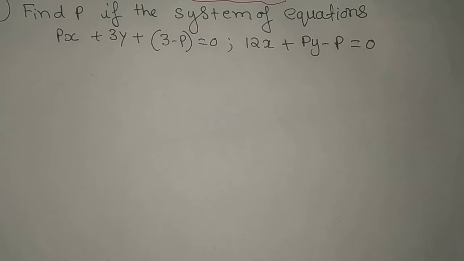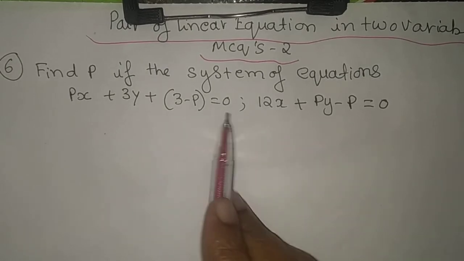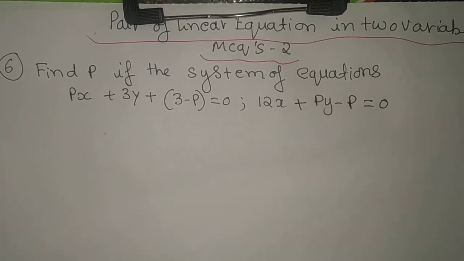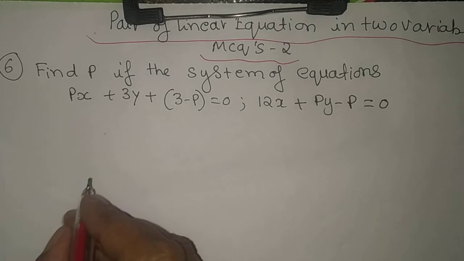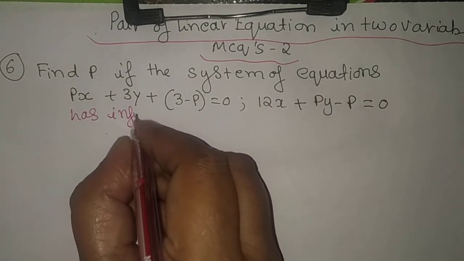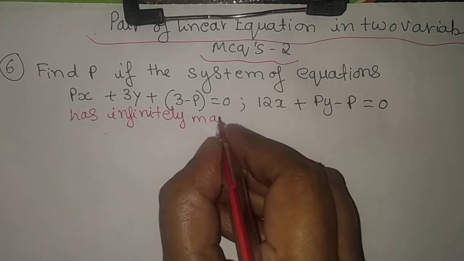Sixth problem we have: find P if the system of equations px + 3y + 3 - p = 0, 12x + py - p = 0 has infinitely many solutions. Continuing the question, as I have left out this line: infinitely many solutions.